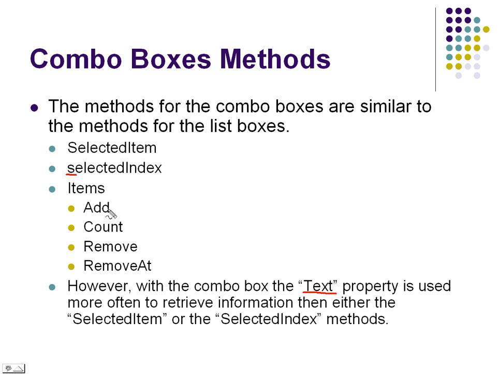In the items we have add, count, remove, and remove at, just as before. The text property is usually where you grab the thing at. So for example, if you've selected something, it drops up into the text property, then from the text property you move it over. You can move it over to someplace else directly by using selected item, just as you can in the list box.